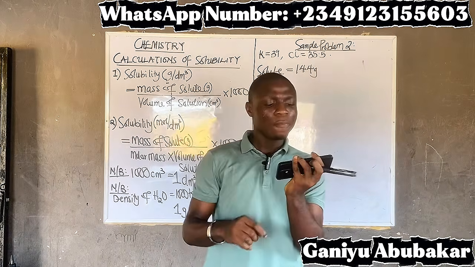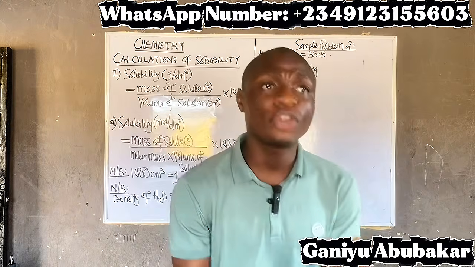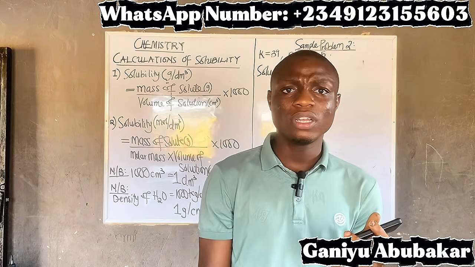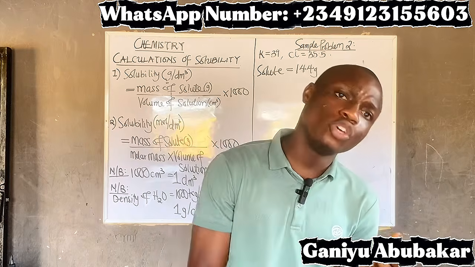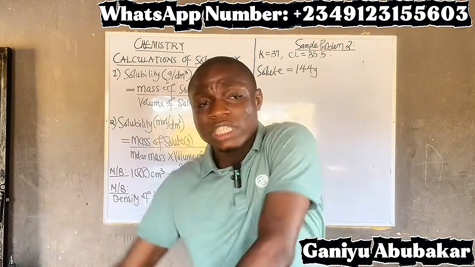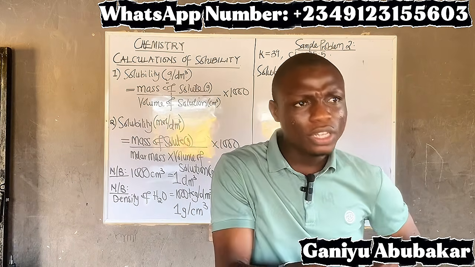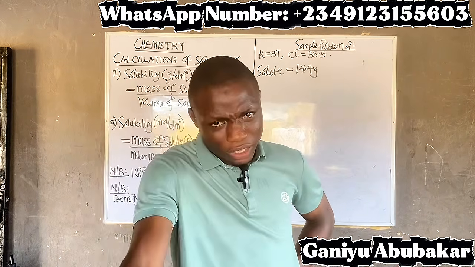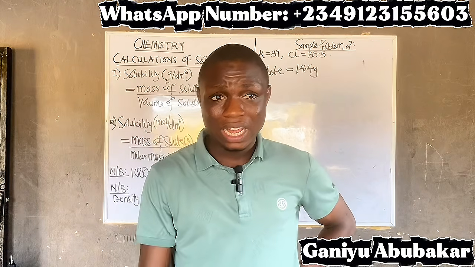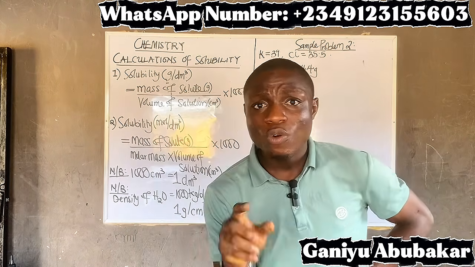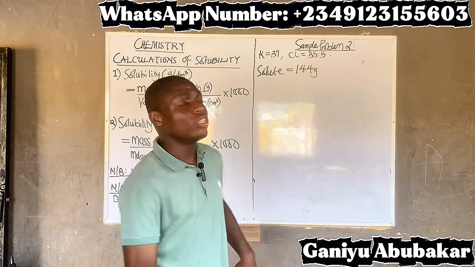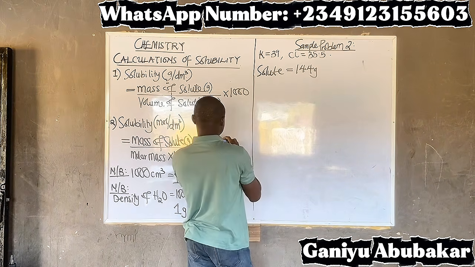Proceeding, it says it dissolves in 1 dm cube. This mass dissolves in what? In water. And what's the volume of water there? 1 dm cube. The solvent is 1 dm cube.